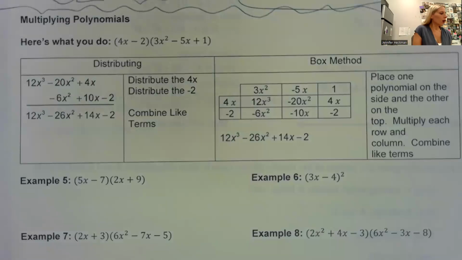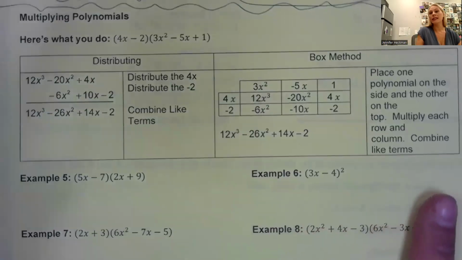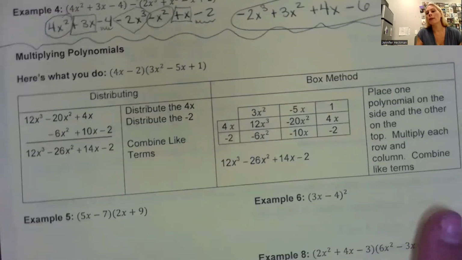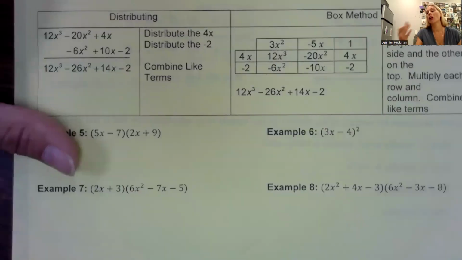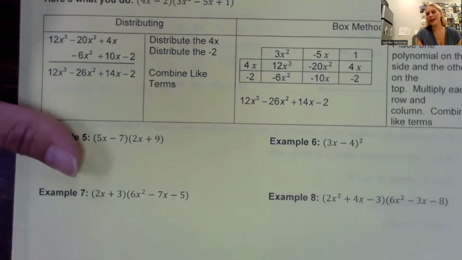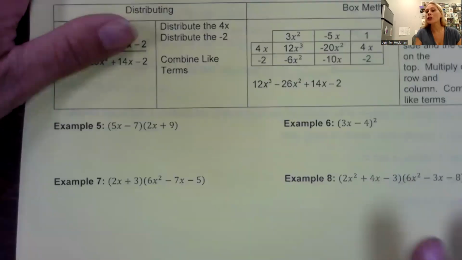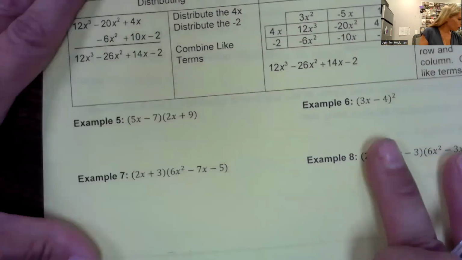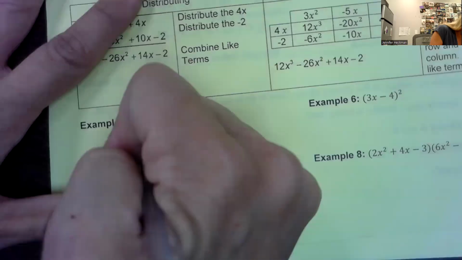Okay. So with example 5 here, this is the binomial times the binomial. Now, some of you might have learned in the past that you could do what we call FOIL, first, outer, inner, last. Again, I'm going to do it by box method because I'm going to organize it just a little bit more. So we make our box.